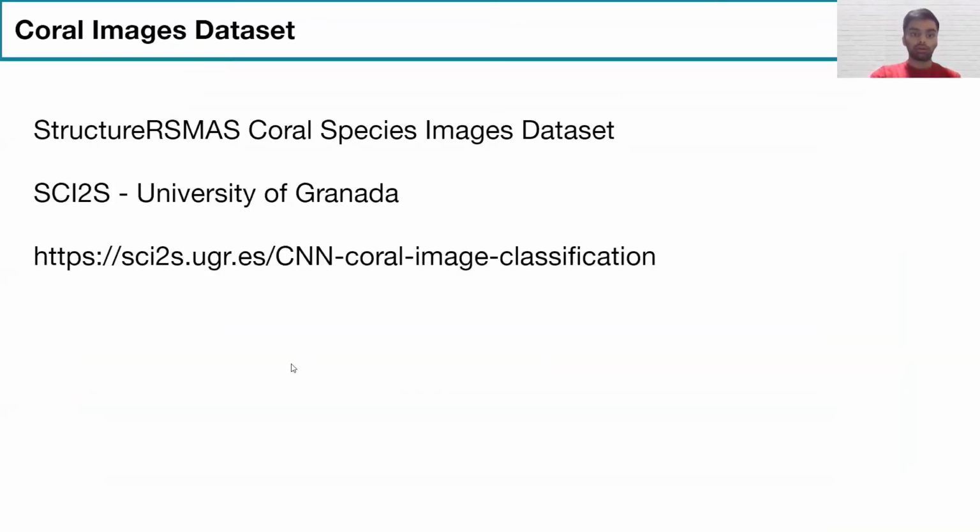Now, moving on to our data set. Our data set was called the Structure RSMAS Coral Species Images Dataset. It was prepared by SCI2S, which is a research group within the University of Granada.